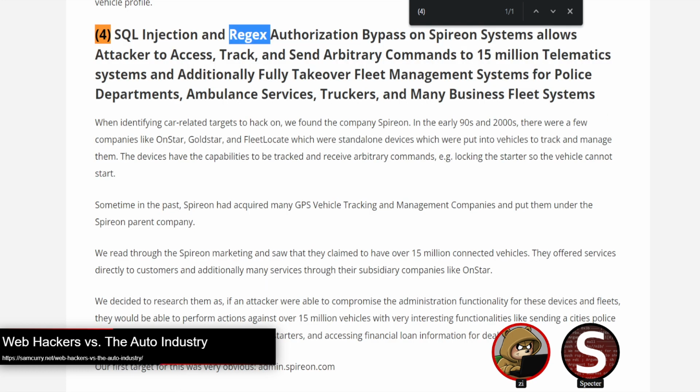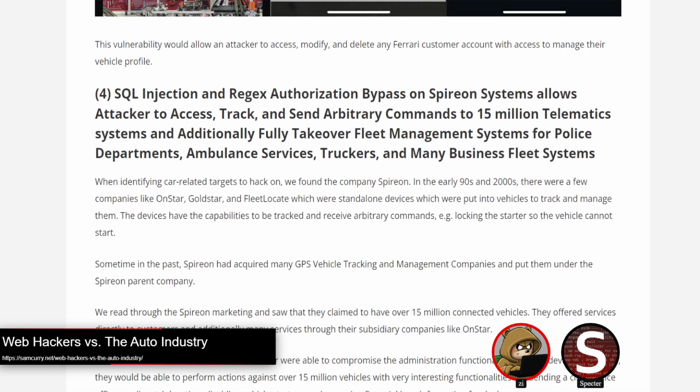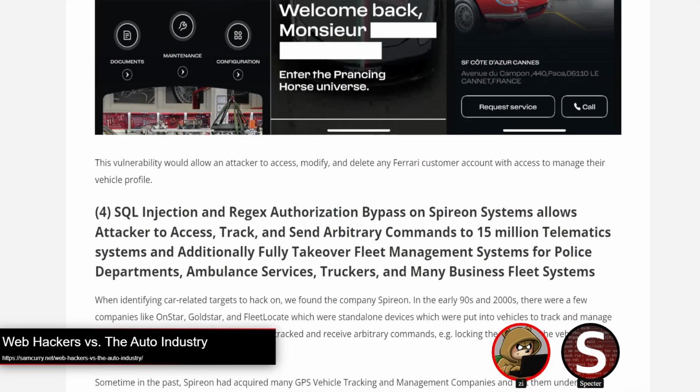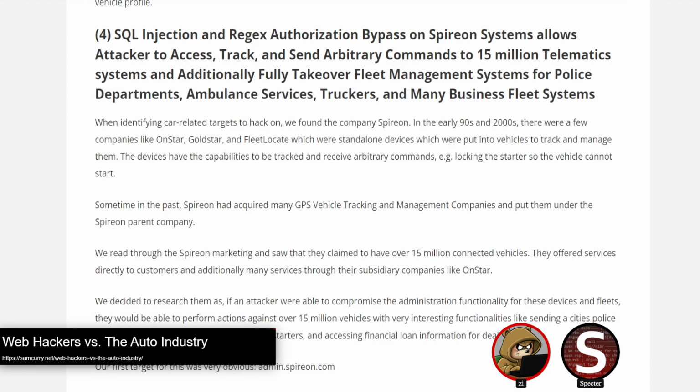And that was just a SQL injection and regex authorization bypass. Regex authorization, you already know it's going to be good with that. Just such a stupid issue, because what they found here was the experience system. It actively did fleet management. They could track systems or GPS vehicle tracking. They could track the vehicles. That includes things like OnStar functionality, which is one of the subsidiary companies. So police department, ambulance, truckers, basically anybody that's using these fleet management systems.